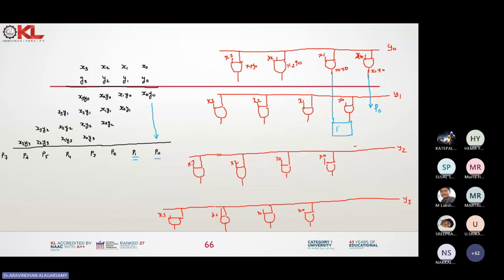What is the adder it is? This is nothing but a half adder. Why a half adder? Because there is no carry. So the output of this is nothing but what? Nothing but P1. Agree? Yes, sir. Okay.